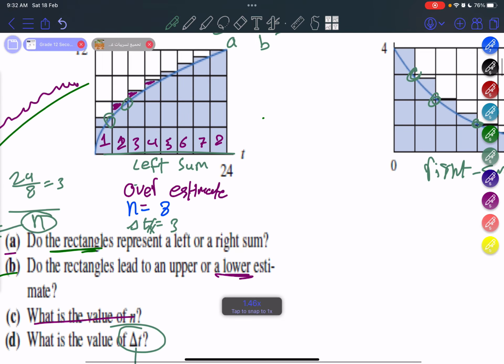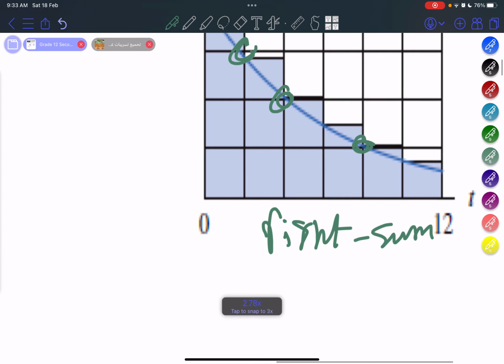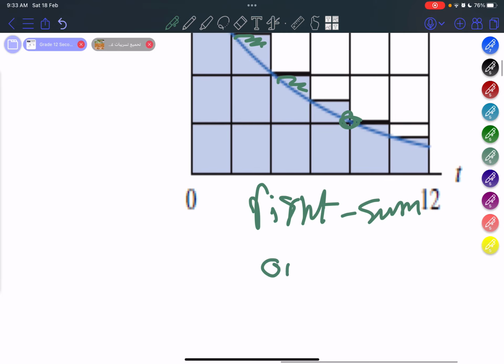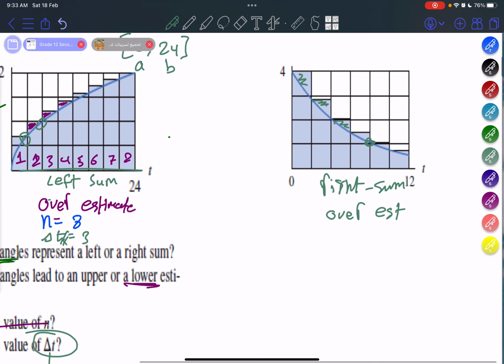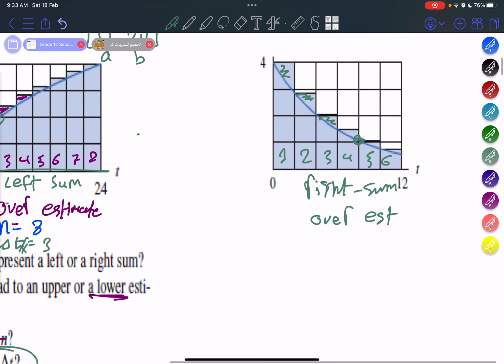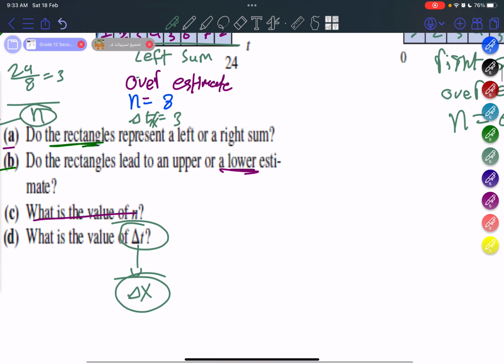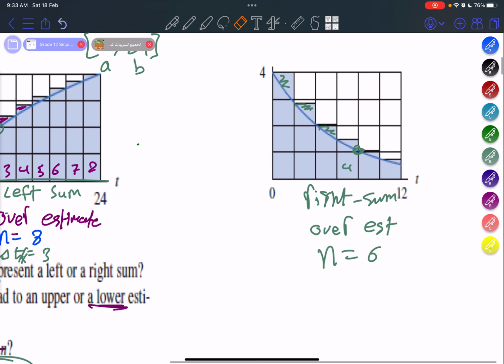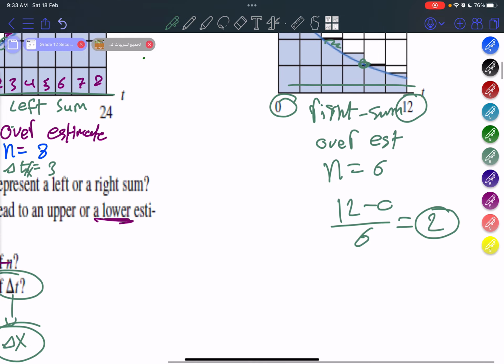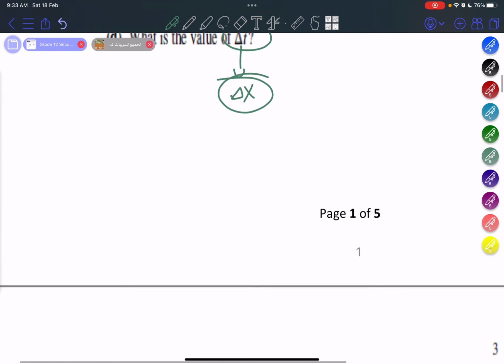And question B is, do rectangles lead to an upper or lower estimate? We still see area above the curve. See? So this is overestimate. Then C, the value of n, number of rectangles we have, 1, 2, 3, 4, 5, and 6. So n equals 6. And finally, delta t is equal to 12 minus 0 divided by n, which is 6. So 12 minus 0 divided by 6 will equal 2. So this is delta t or delta x.